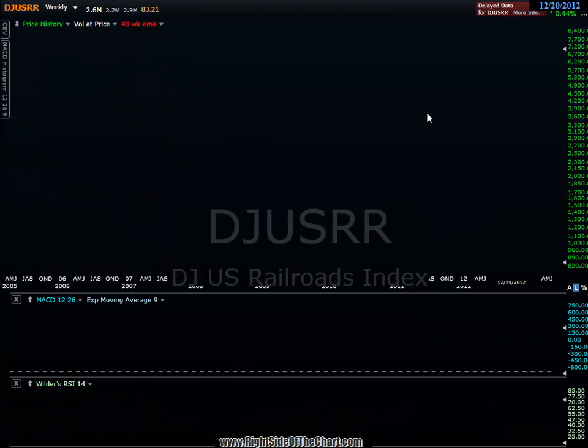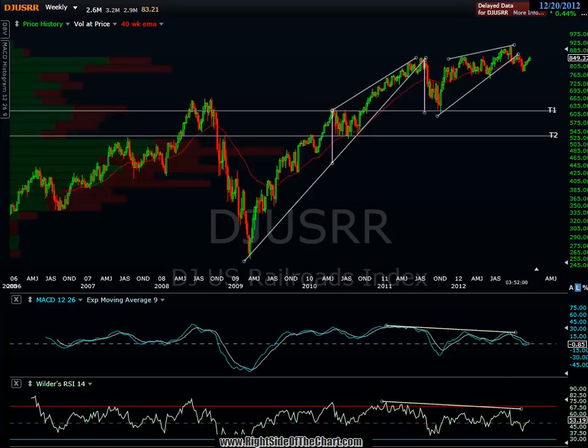Railroads, Dow Jones U.S. Railroad Index, if the chart ever loads here. Okay, here we go. This is a chart I've followed for a while. As you can see, most recently we have this rising wedge pattern here. Clean breakdown, retest, and that's where we're at now. So definitely a bearish chart in my opinion, longer term.